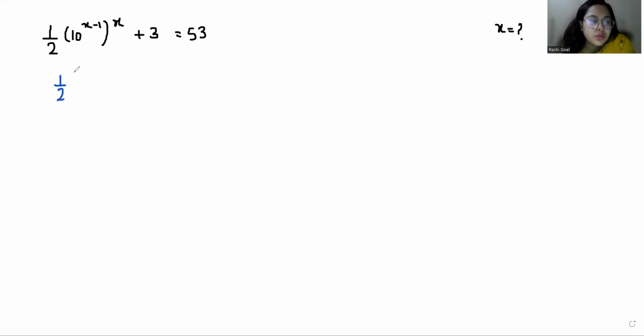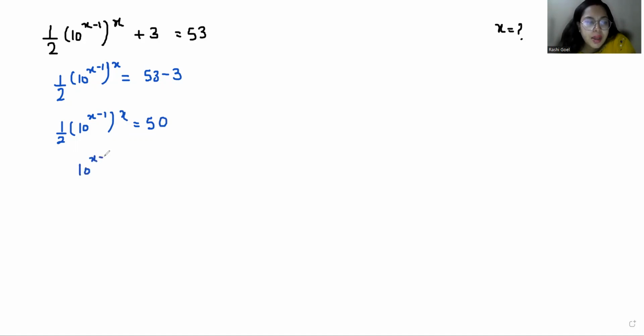So 1/2 times (10^(x-1))^x = 53 - 3. So 1/2 times (10^(x-1))^x = 50. So (10^(x-1))^x = 50 times 2. So (10^(x-1))^x = 100.